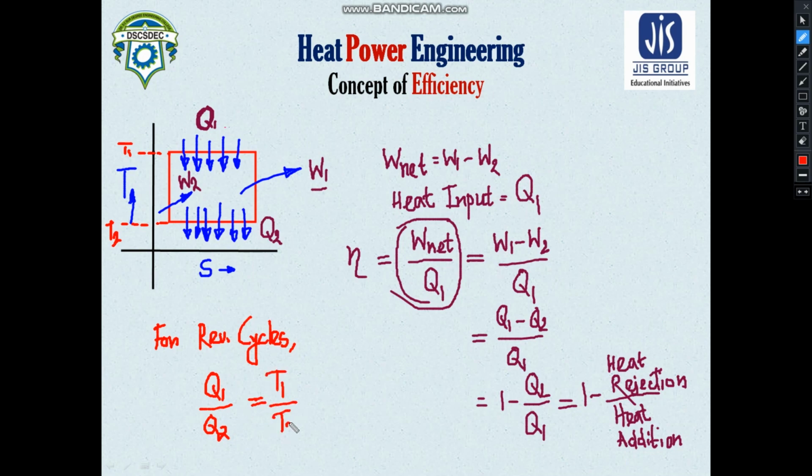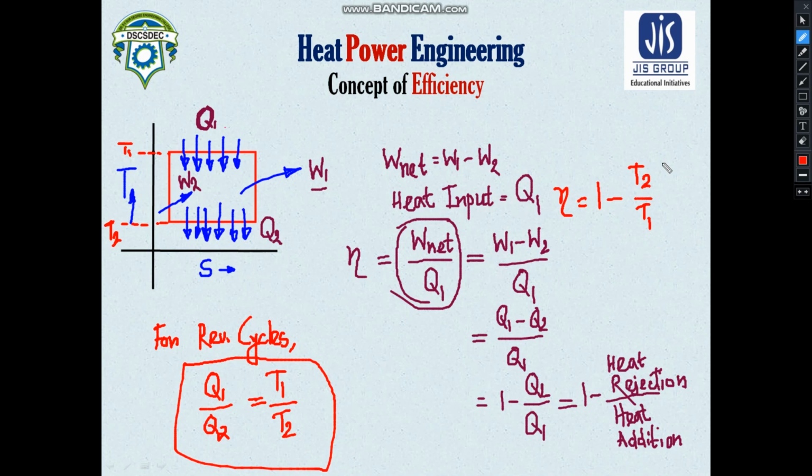is equal to the temperature at which these heat transfers are taking place. So you can see that this heat Q1 was added at a constant temperature T1, that has been written over here, and this heat rejection was also going on at a constant temperature T2. So this is an important relation. So that means the efficiency can also be expressed like this, 1 minus T2 by T1. Okay, so T2 being the temperature of heat rejection, T1 being the temperature of heat addition.